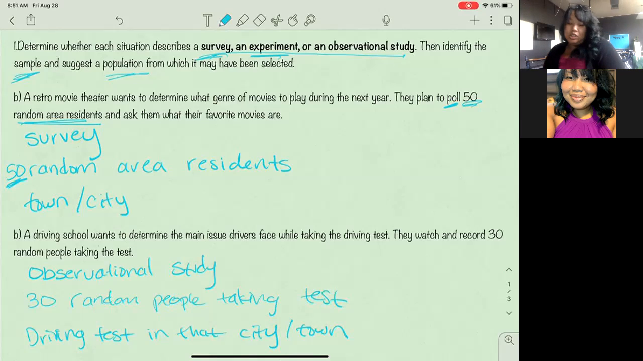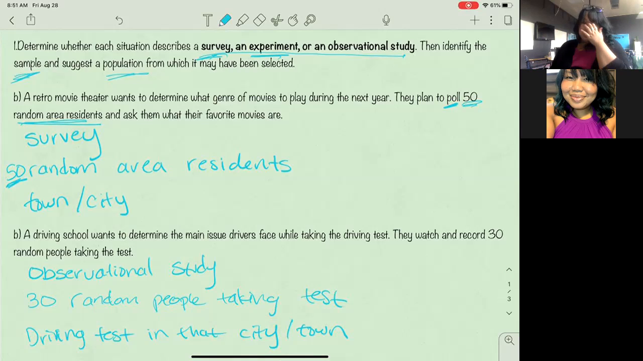But their access is just to that. So it might be different. I don't think that 50 students in that area represent all moviegoers. So I would say town or city. So it's one of these things too.